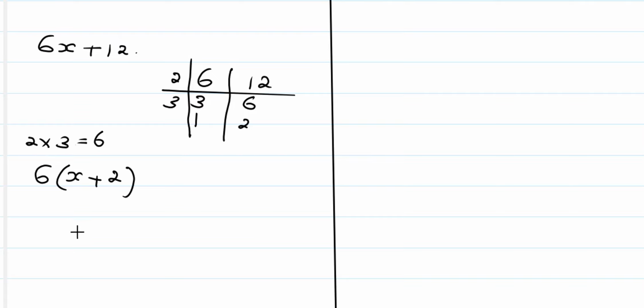So the answer becomes 6 into brackets x plus 2, and if you expand this, you'll get the original. 6 multiplied by x is 6x, then plus 6 multiplied by 2, which is 12. So that's how we factorize using the highest common factor, but we can try another example.